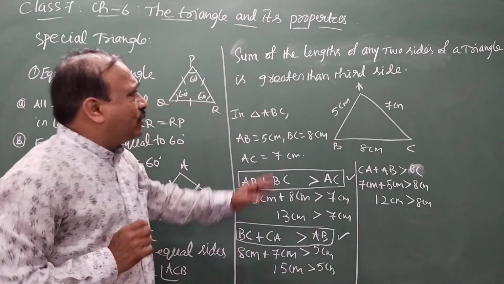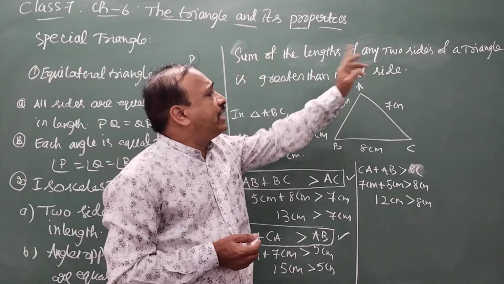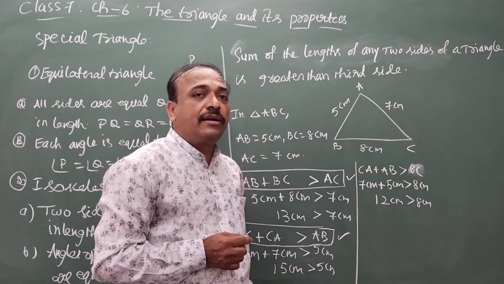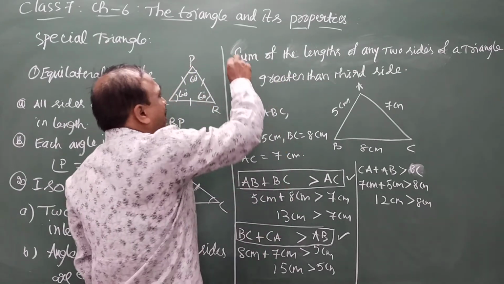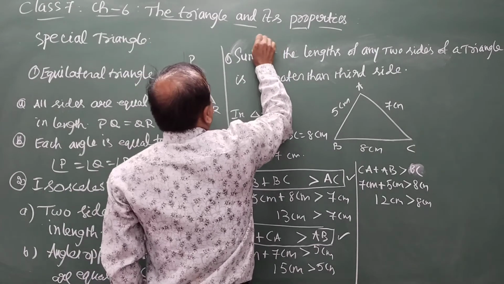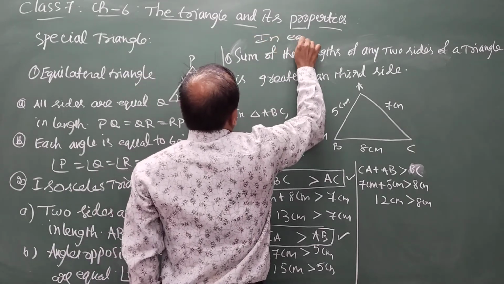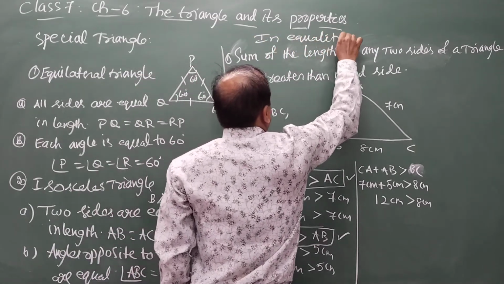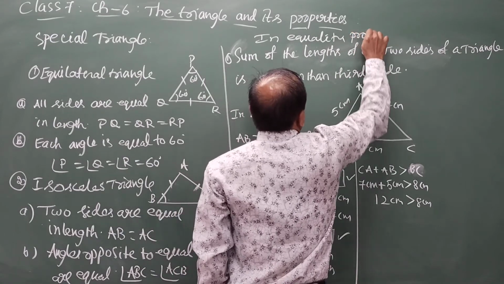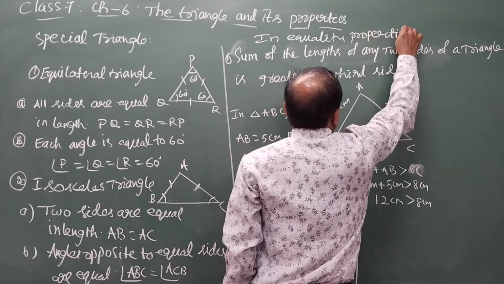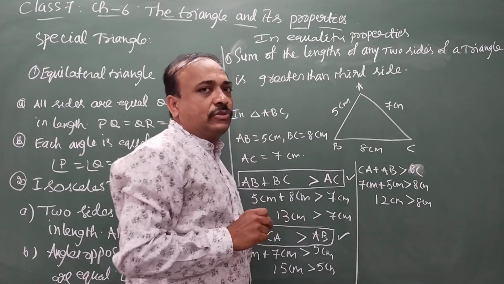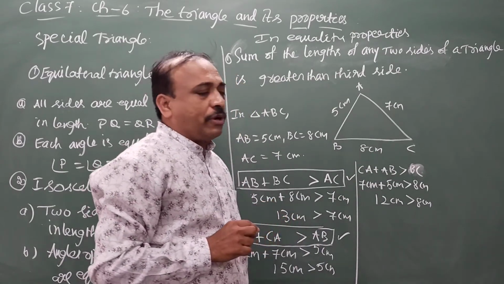So the sum of the lengths of any two sides of a triangle is greater than the third side. This is one. We call it the inequality properties. What do you call? Inequality properties.